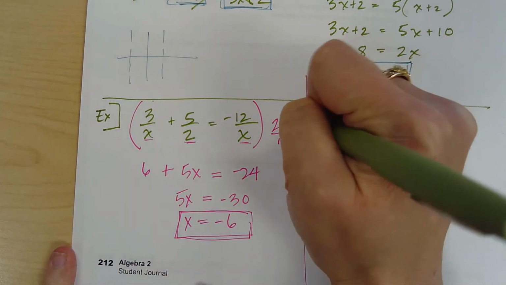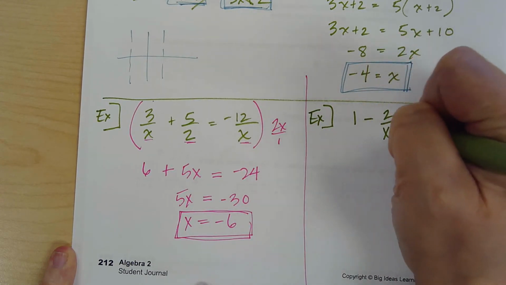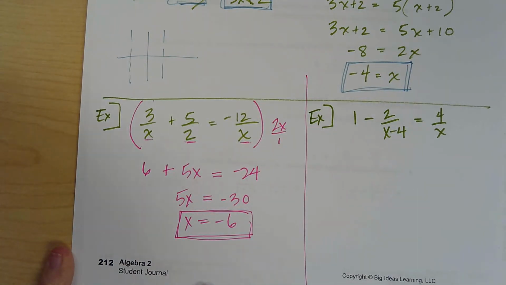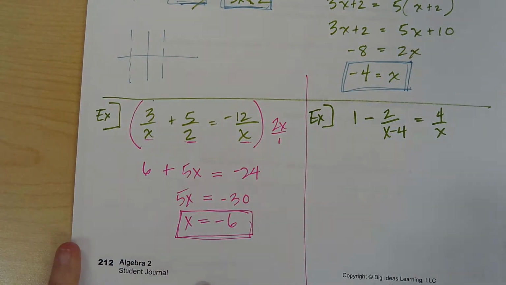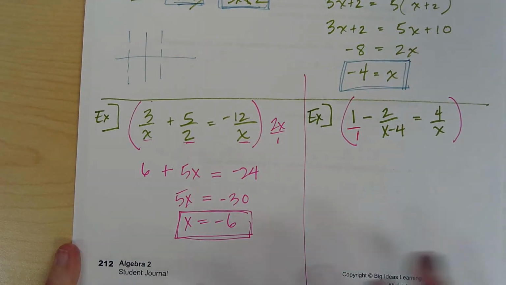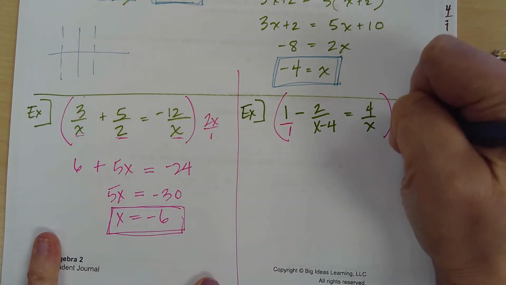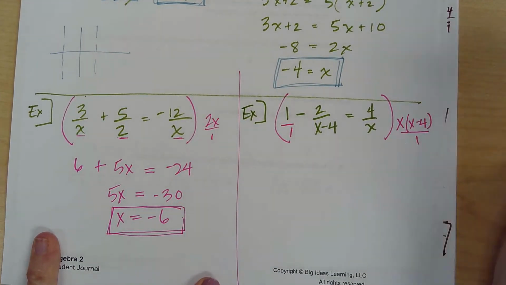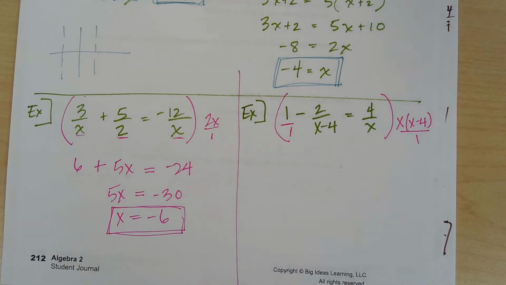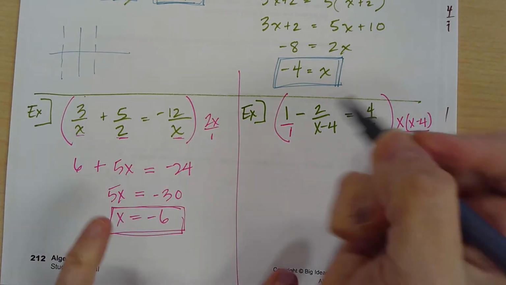Let's do another example. So let's do 1 minus 2 over x minus 4 equals 4 over x. Same deal here. What we're going to do is look at all of our denominators. So I'm going to write 1 underneath that one. So I have 1, x minus 4, and x. So the common denominator would be x minus 4 and x. So I'm going to scale all of my fractions up by x times x minus 4. So I'm just multiplying by 1 here.